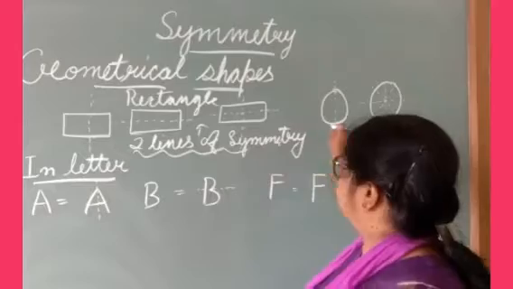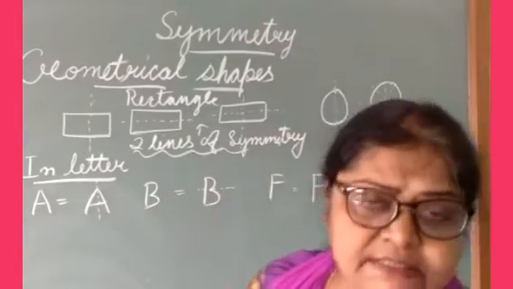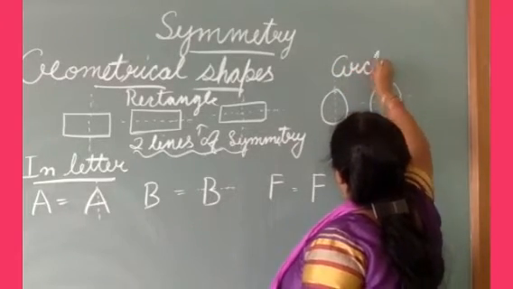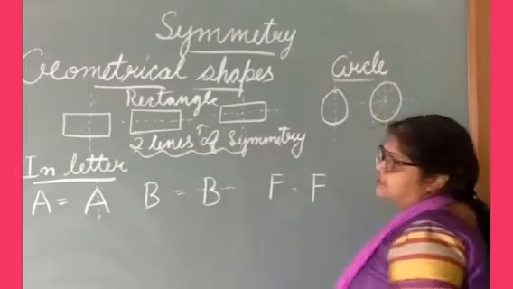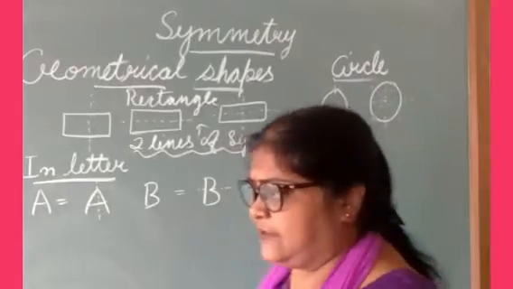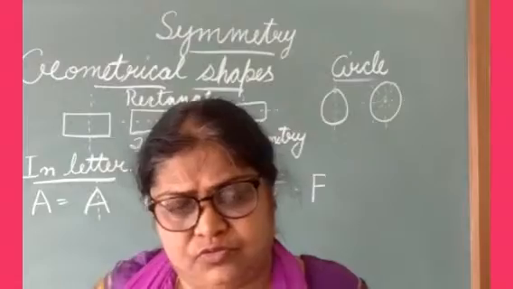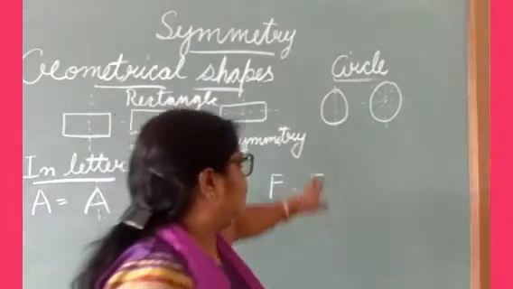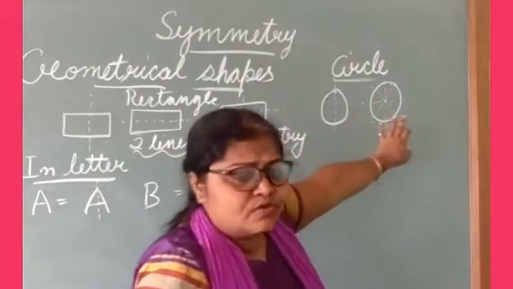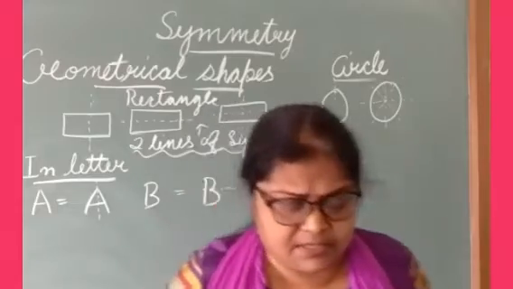Next, this one is also a geometrical shape. Which shape is this? This is a circle. First I have drawn one line here. You can divide the circle this way, or otherwise this way. And you can divide it like this, in many ways.